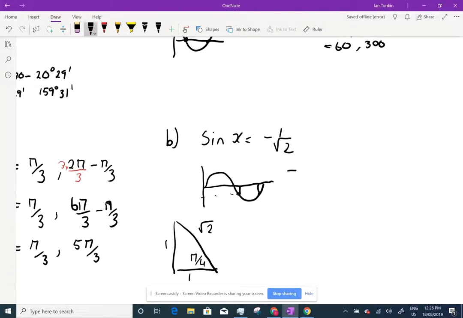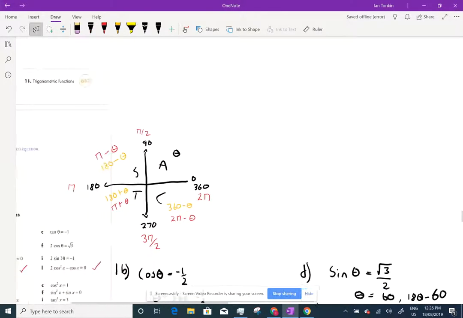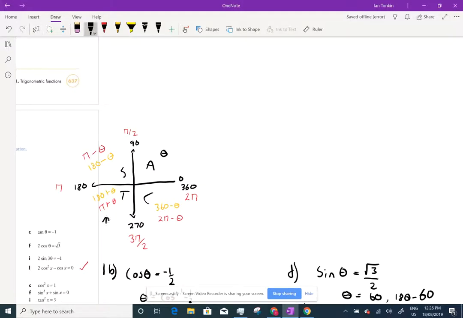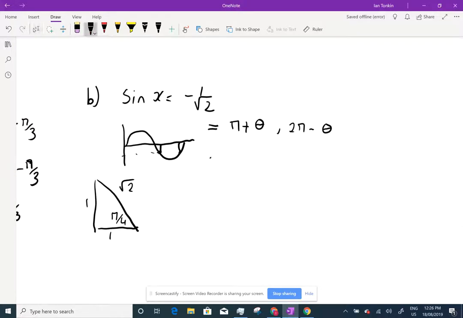So, where is sine negative? Sine is negative at pi plus the acute angle, this one here, and this one here, which is 2 pi minus the acute angle. That's where sine's negative. And what's the acute angle? Well, the acute angle is pi on 4. So it's pi plus pi on 4 and 2 pi minus pi on 4.